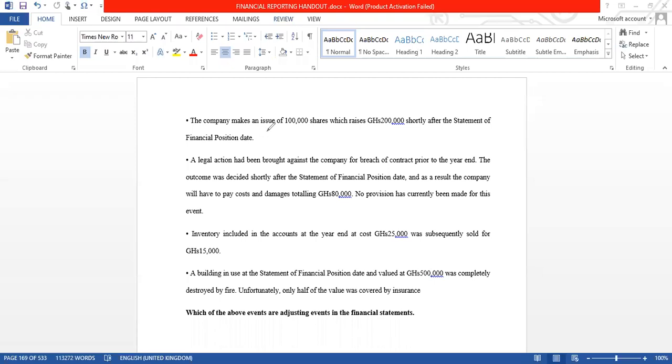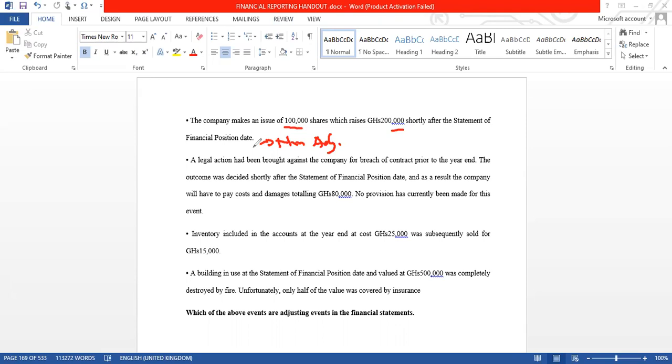The company issues 100,000 ordinary shares and raises 200,000 shortly after the statement of financial position reporting date. Adjusting or not adjusting? Of course, it is non-adjusting. All right. Why? Because it does not give evidence of a condition that existed at the end of the reporting period. The company will now go ahead and use the new issued shares for the calculation of maybe their earnings per share.